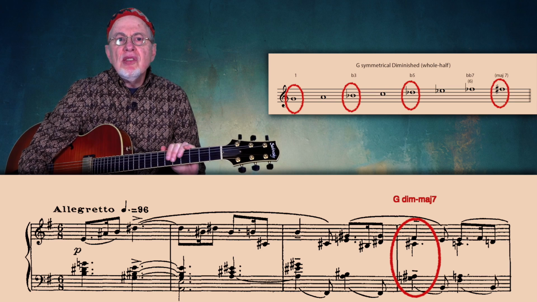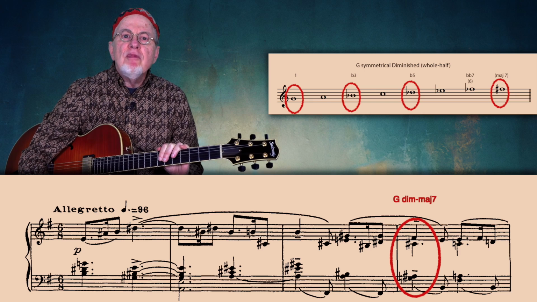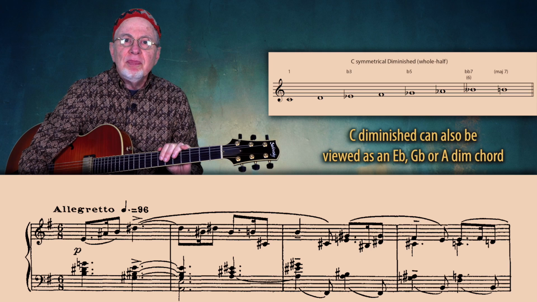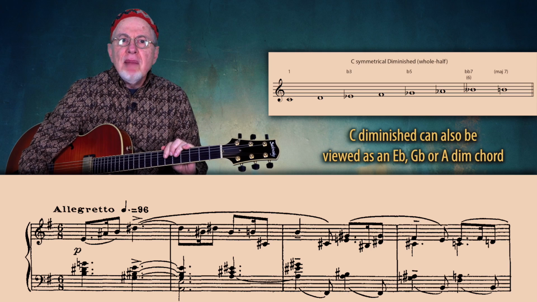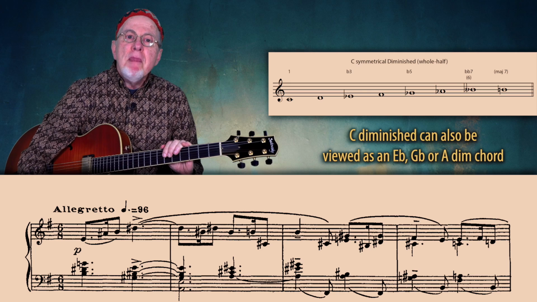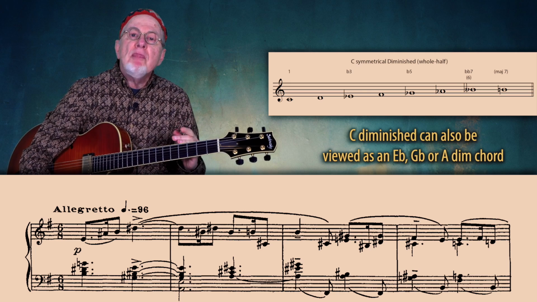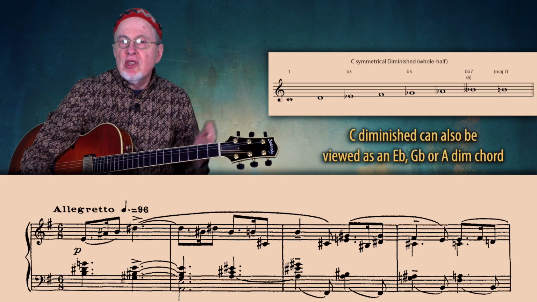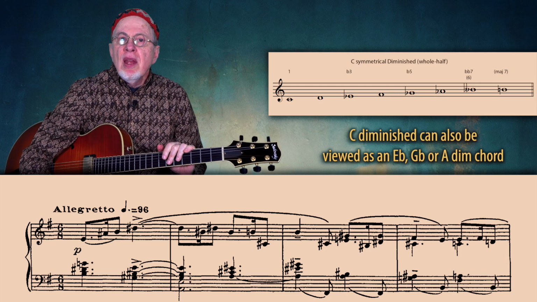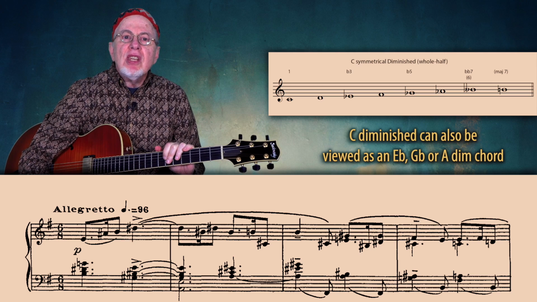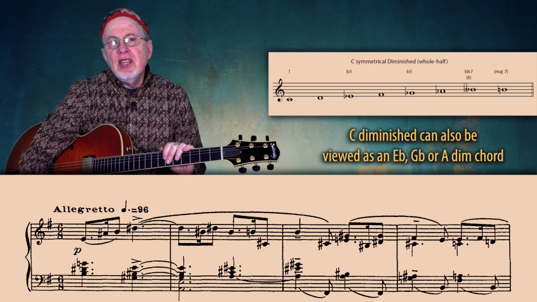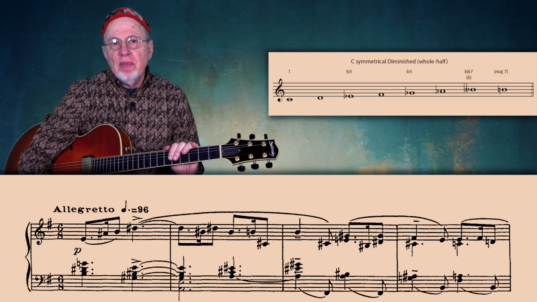And there is another instance of it on the first beat of measure 3, although it's inverted and has a different root. And before I explain it, let me remind you that these are symmetrical diminished chords. So they invert symmetrically up or down in minor 3rds or tritones, that is augmented 4ths. Therefore, a C diminished chord can also be viewed as an E flat, G flat, or A diminished chord.